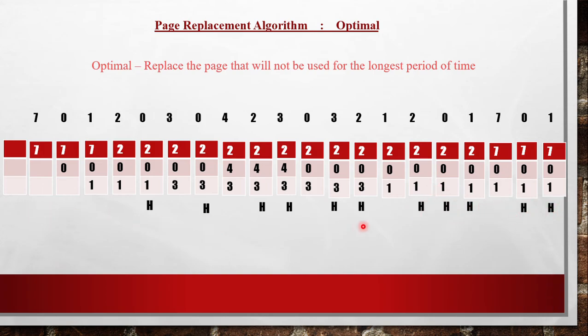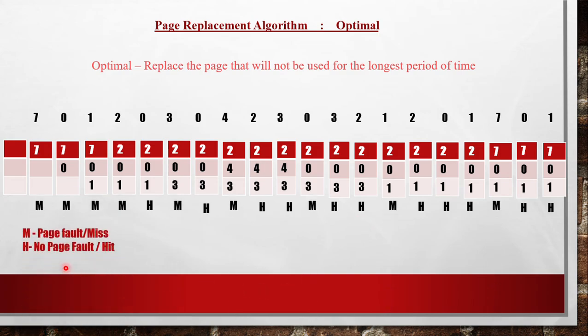Remaining all are cases of miss. So M denotes page fault or miss. H denotes no page fault or hit.